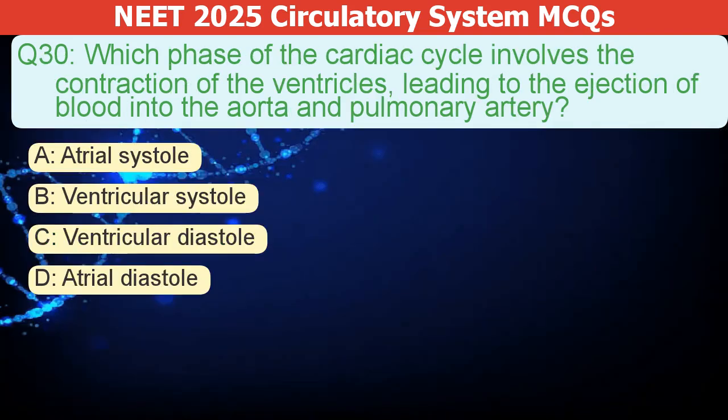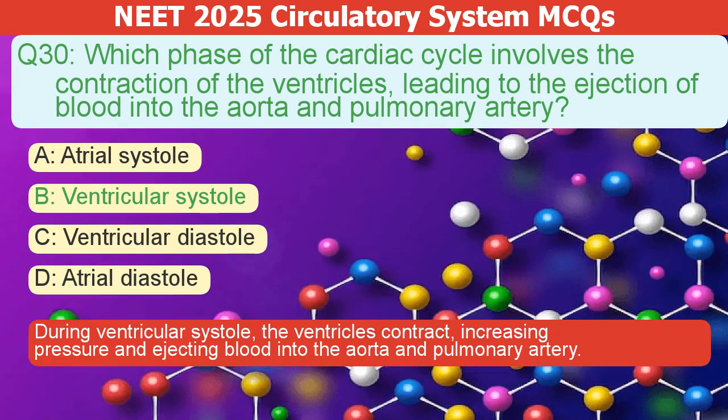Which phase of the cardiac cycle involves the ventricles contracting and blood being ejected into the aorta and pulmonary artery? A. Atrial systole. B. Ventricular systole. C. Ventricular diastole. D. Atrial diastole. The correct answer is B. During ventricular systole, the ventricles contract, increasing pressure and ejecting blood into the aorta and pulmonary artery.